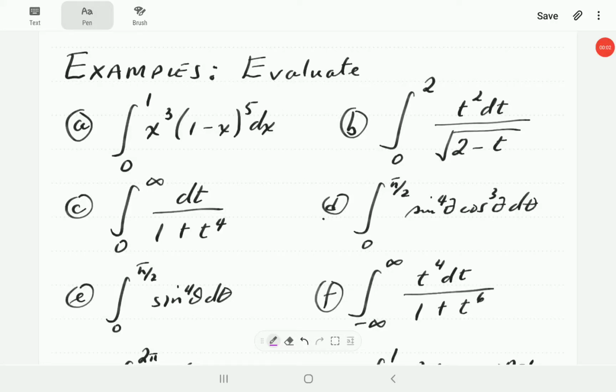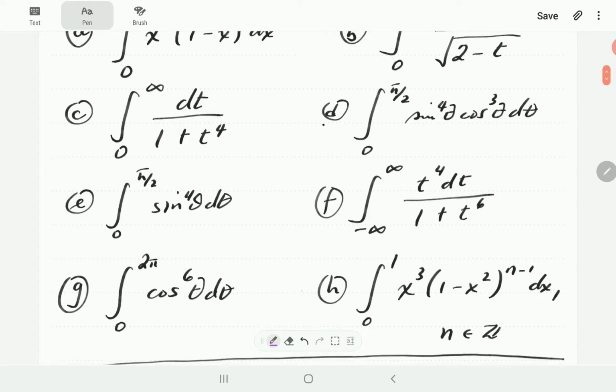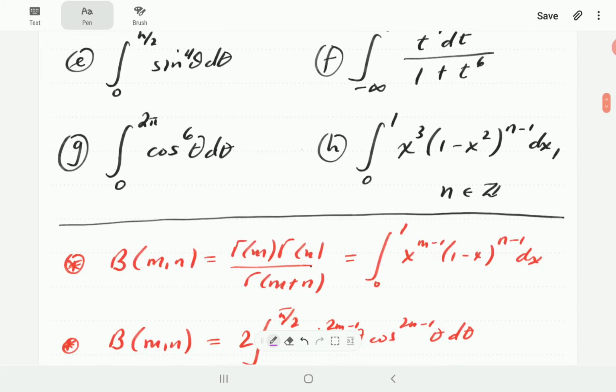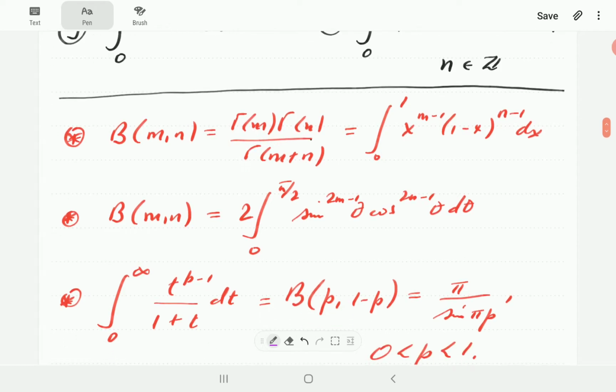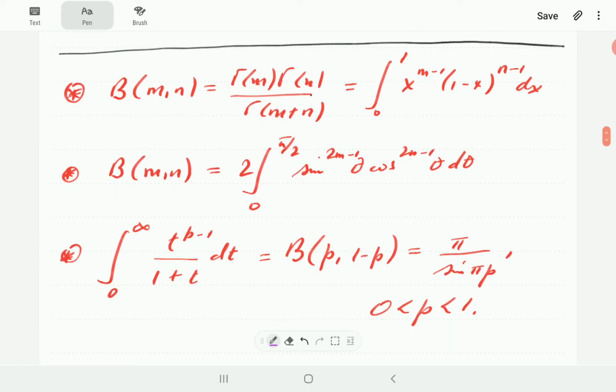Alright, in this video we're going to look at how to use beta functions to evaluate some integrals. Some of these integrals will be improper, like B and C, and some are not, like D and E. So before we have a go at this, I'm just going to remind ourselves of some of the properties of beta functions that we're going to use.